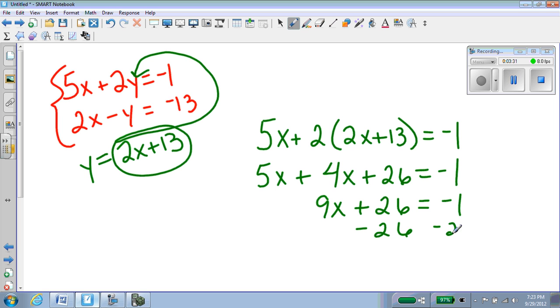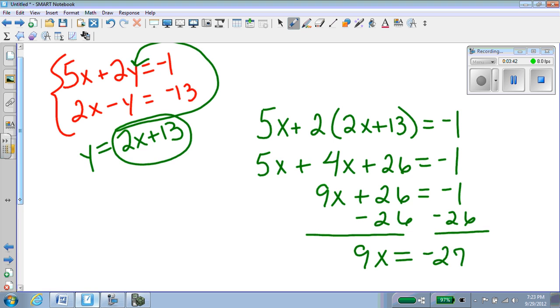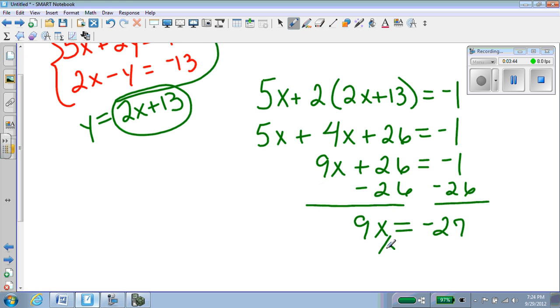Subtract 26 from both sides. 9x equals negative 27. Divide both sides by 9. So x equals negative 3. Okay, x is negative 3.